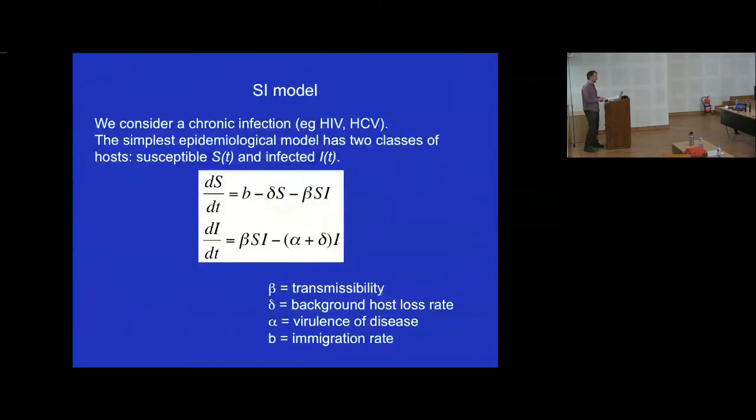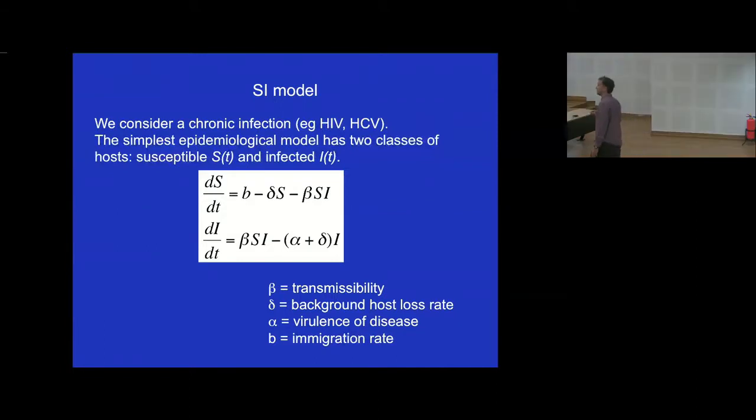Okay, so now let's have a look at the between host model. We need an epidemic model as well, so we're going to look at competition at the between host scale. The simplest epidemic model you can write down really has two classes of people: susceptible people and infected people. If we have a chronic infection, this works great, because once you become infected, you remain infected sort of indefinitely.